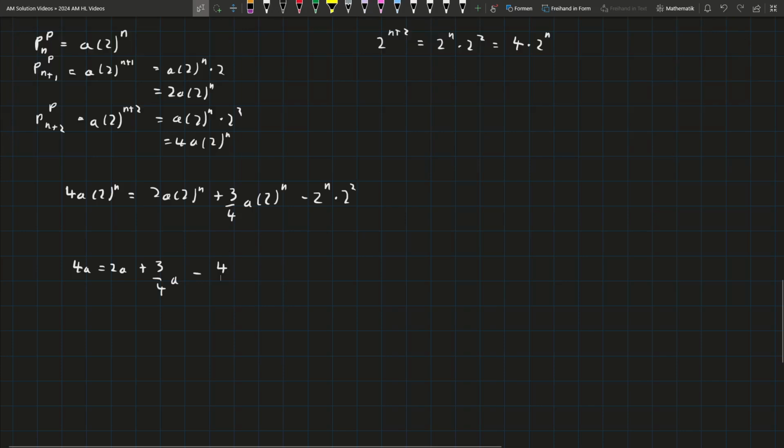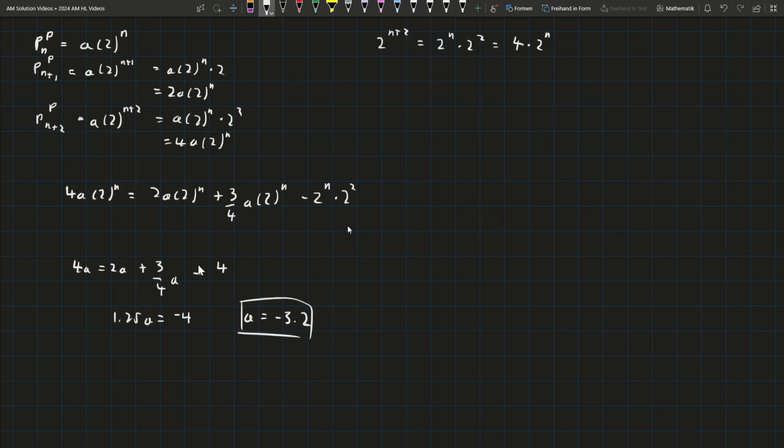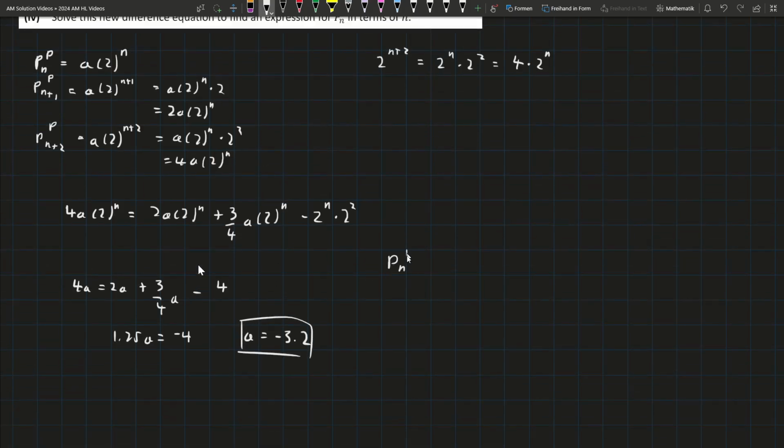We have 4 minus 2 minus 3/4 or 0.75. That'll give us 1.25a equals minus 4, or in other words, 4 over 1.25. So a equals minus 3.2 is our a. That means that our particular solution, as we had up here, Pn particular, is a times 2 to the power of n. That's minus 3.2 times 2 to the power of n.